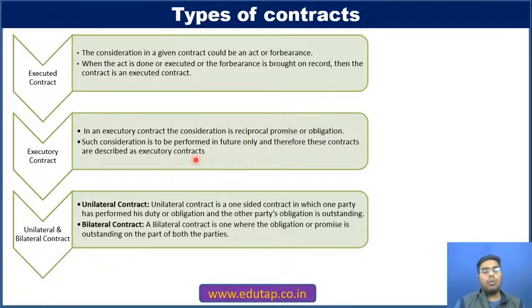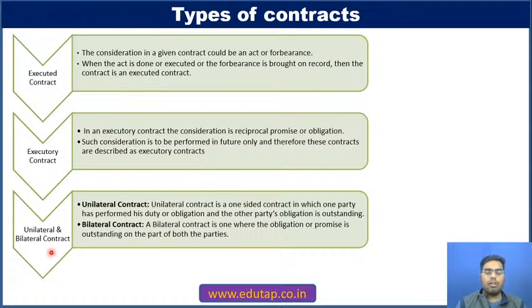So within executory contract, there are two types of contract. One is unilateral contract and the other is bilateral contract. The example of unilateral is we have made a contract that I'll buy your house for 1 lakh rupees. I have made you the payment, but you have not transferred the house to me yet. So that is a unilateral executory contract. One party has done his bit, another party has to do it.